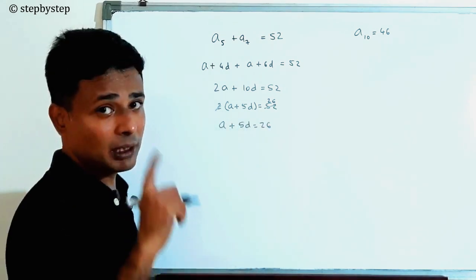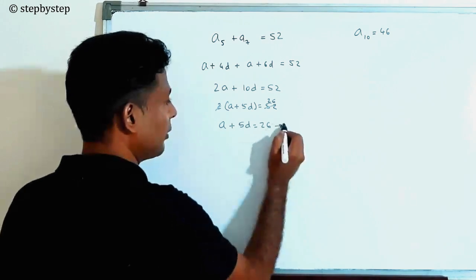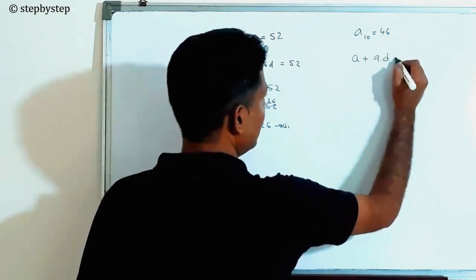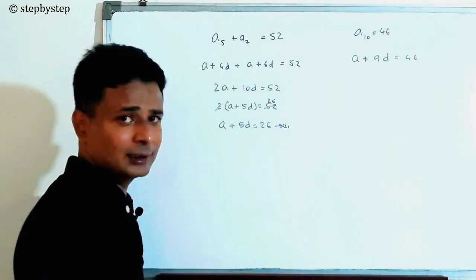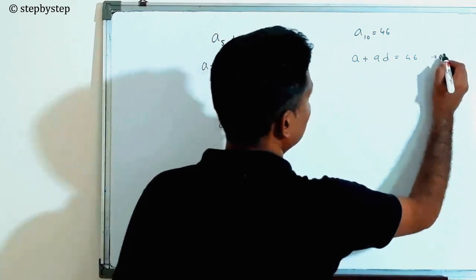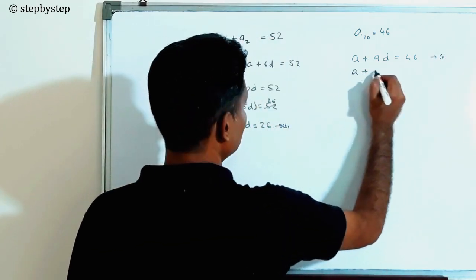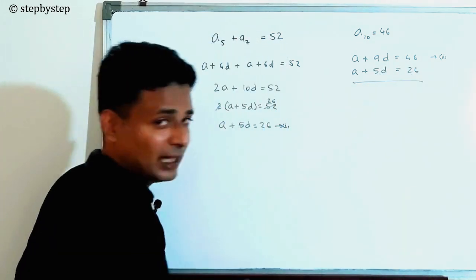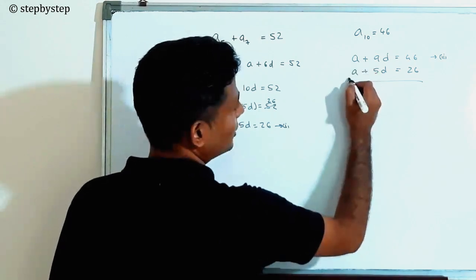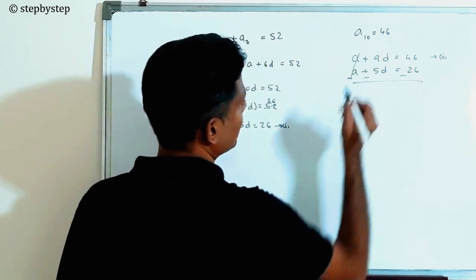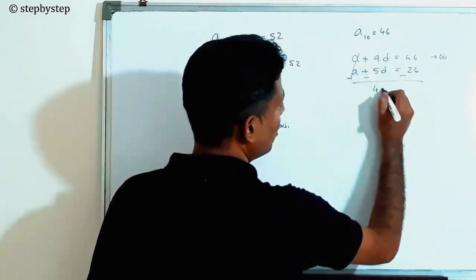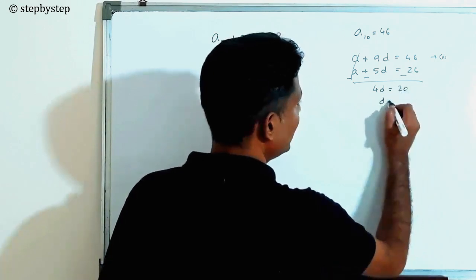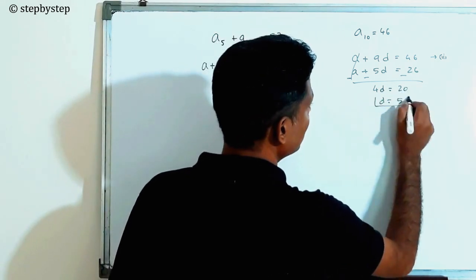This would have become division on the other side. Now this is our first equation. Second equation, a of 10 is 46, so a plus 9d equal to 46. We got our second equation. Now we'll solve using both equations. So a plus 5d equal to 26. Now using the elimination method, I'll eliminate a. Both values are the same, so I'll just subtract directly. This becomes 0. 9 minus 5, 4d equal to 46 minus 26, 20. So d is equal to 20 by 4, that is 5.